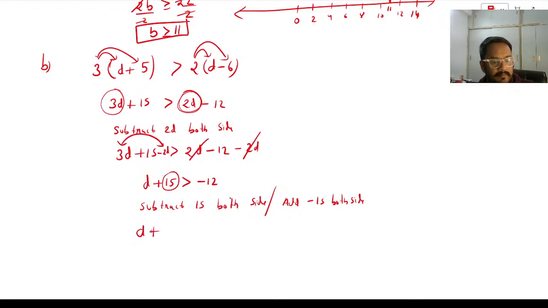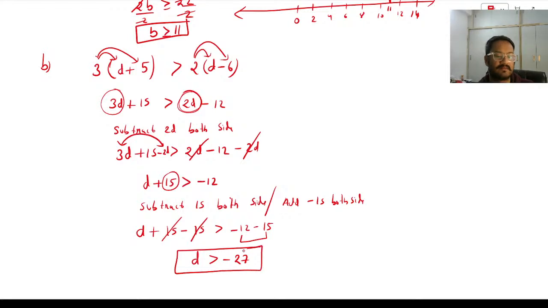So add d plus 15 minus 15 is greater than minus 12 minus 15, right? This plus 15 and negative 15 will be cancelled out, so what is left is only d. Now d should be greater than, adding these negative terms, this will become minus 27. So your answer is d is greater than minus 27.